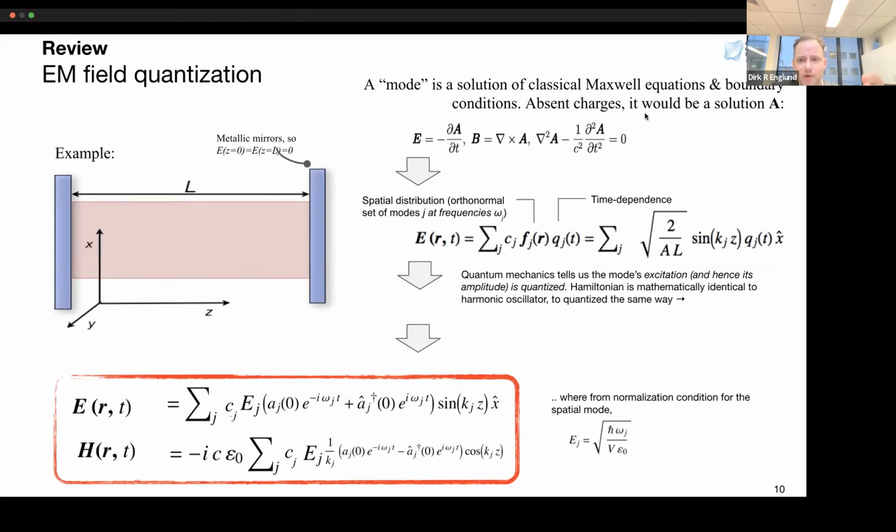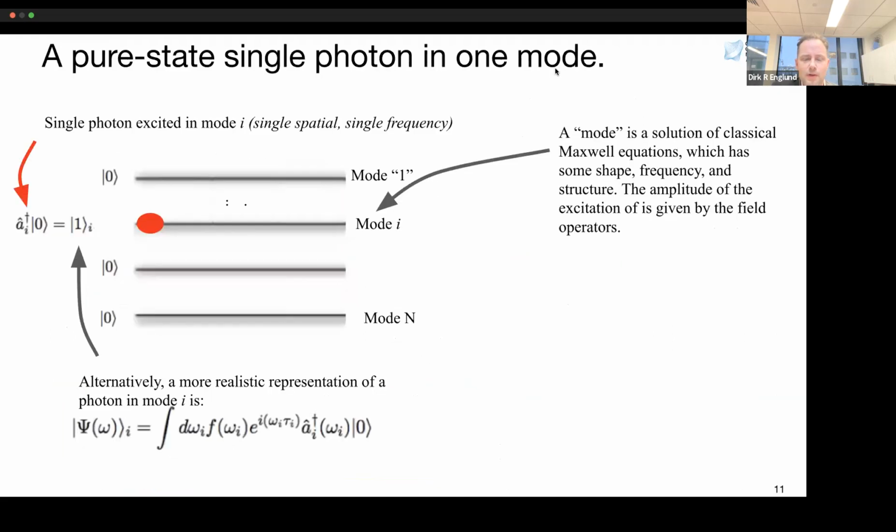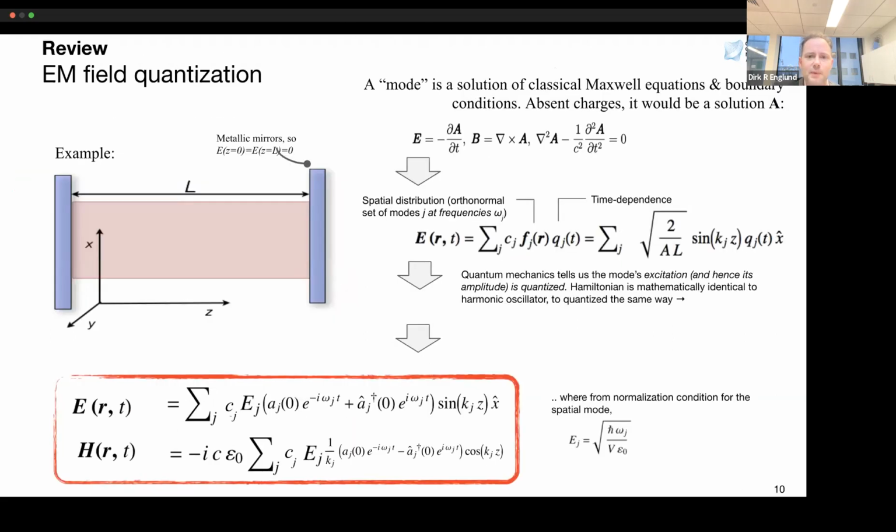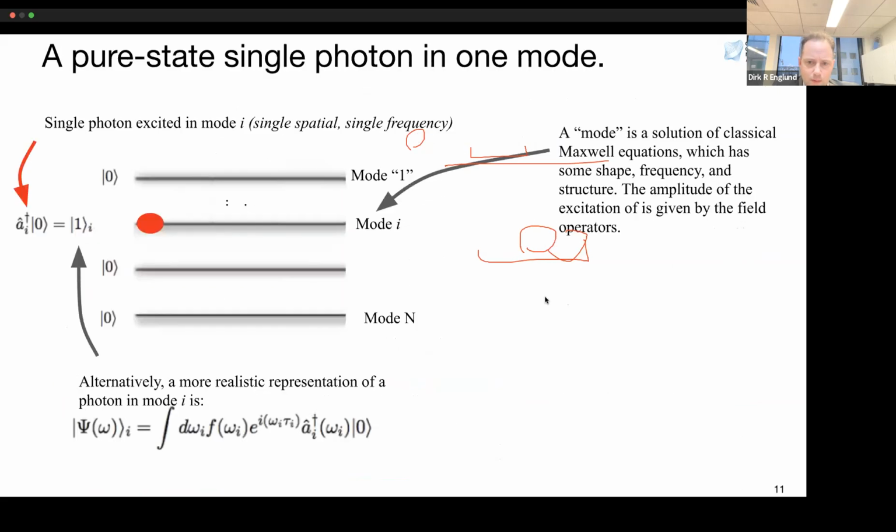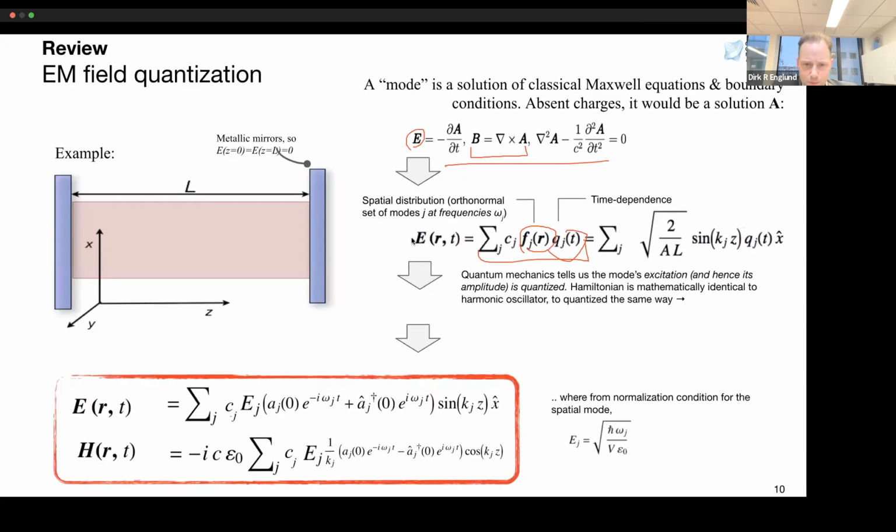And in our case, absent charges, this would be a solution. Let's call that the outcome here of that. Like that mode is the solution A. Okay. So from this, we can also find the magnetic field, and then this electric field here is given by the sum over the spatial distributions here of different modal solutions. This here is the time dependence, and then this is our classical solution to the electric field.